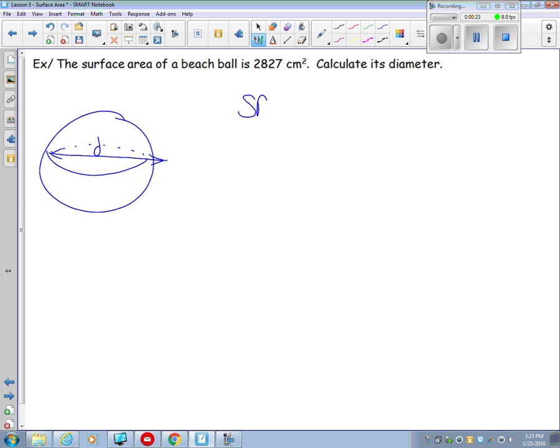We were told that the surface area from our formula sheet is 4 pi r squared. And in this particular case, it told us that the surface area is 2,827. 4 pi r squared. I don't know the radius. But if I know the radius, I can find the diameter. This is, again, an algebraic problem that we can solve. Let's do math where we can do math.